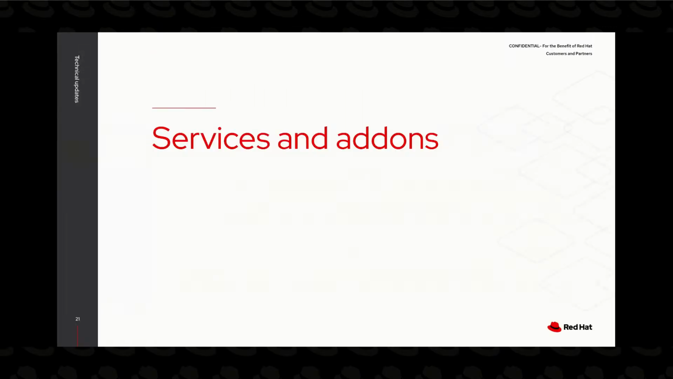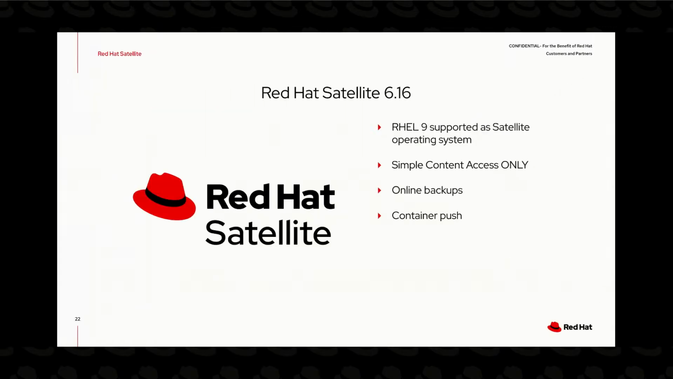All right, a couple other related technologies. So you may not have seen this, but if you're a Satellite user, Satellite 6.16 dropped a bit ago. The big change is that Satellite 6.16 will allow RHEL 9 to be the Satellite server machine, right? So you have a RHEL machine, you install Satellite server software on top of it. Well, now you can have a RHEL 9 machine and install Satellite server 6.16 on top of it. Satellite 6.16 is simple content access managed subscription manager only. So we've moved everything to simple content access.